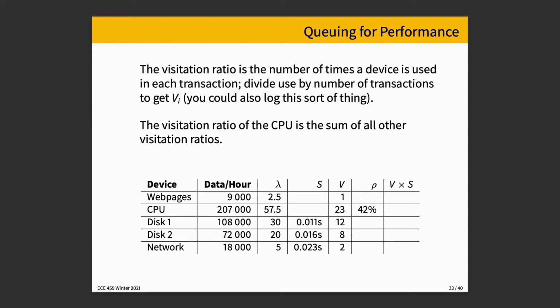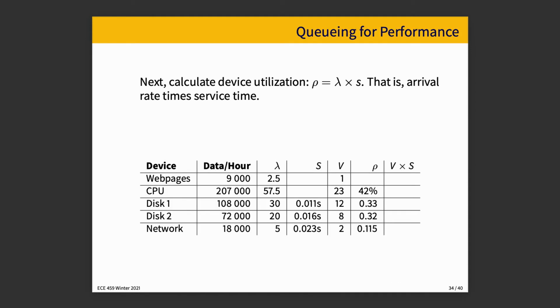Okay, so having divided the use by number of transactions to get the visitation ratio, we can calculate the utilization. We know that for the CPU, and we can fill it in for disk. It's, again, just rho equals lambda times S. Same for disk 2, same for network, and there we are. In this table, we show percentage for the CPU instead of a decimal number, so obviously you can just replace that. And you can also fill in the service time and lambda for the CPU.